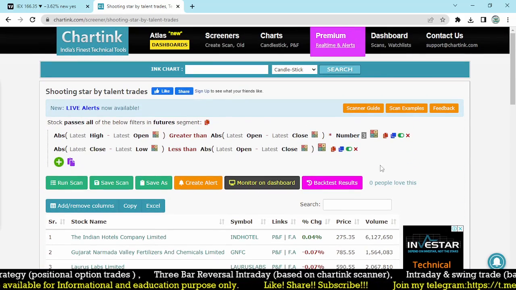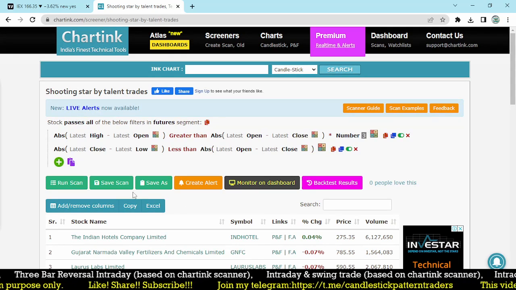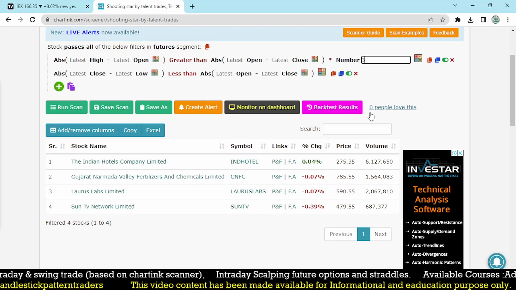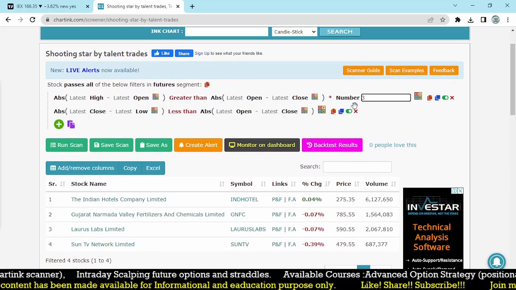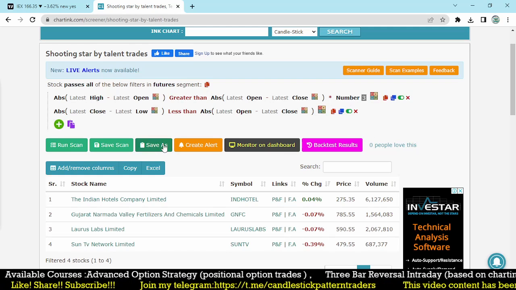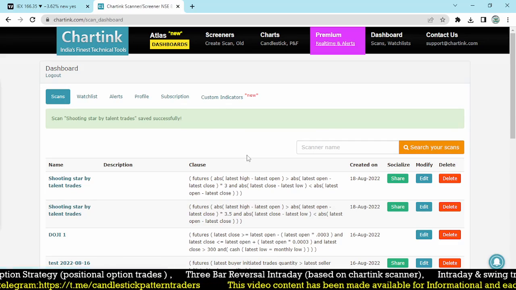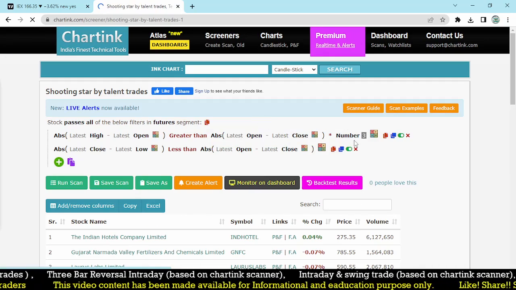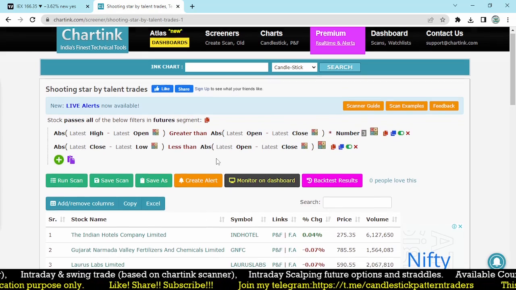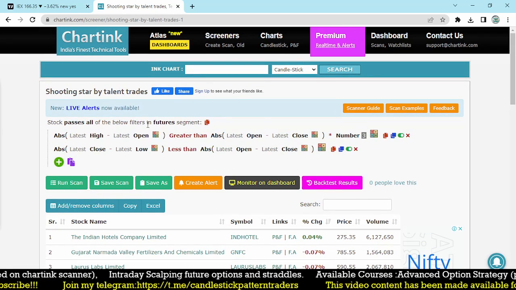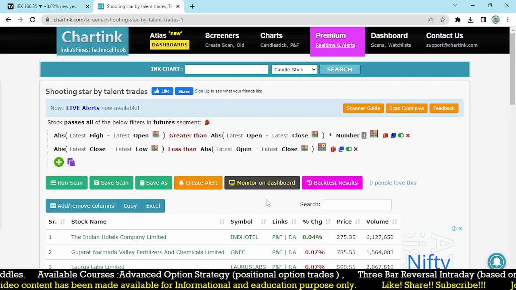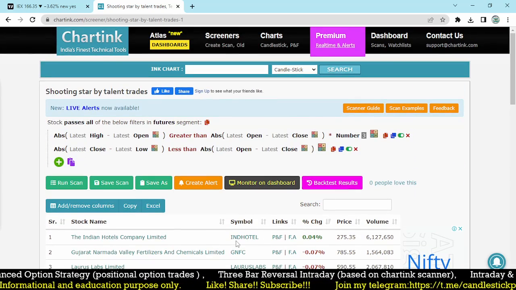This is a scanner. We can modify the number, and if you want to find out whether it happens at a day high or lowest level, you can use some other conditions. This is a general scanner for a shooting star, and you can add additional conditions whatever you want. You can change the shooting star candle number to 3.5, 2 or 2.5, whatever you want. Based on the conditions you mention here, it will tell you which stocks you are going to filter out.